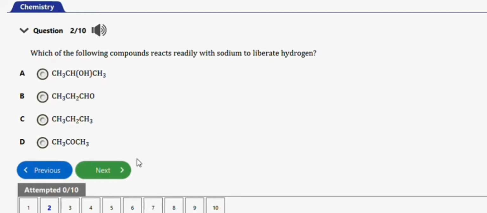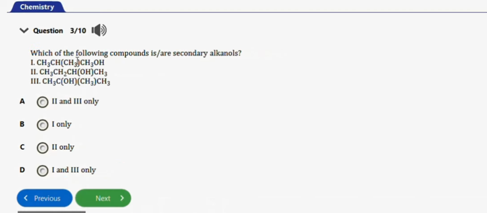The next repeated question says, which of the following compounds is secondary alkanol? So the one that is secondary alkanol would be this one, guys. Basically this compound II, option C only. So that's it for this question.